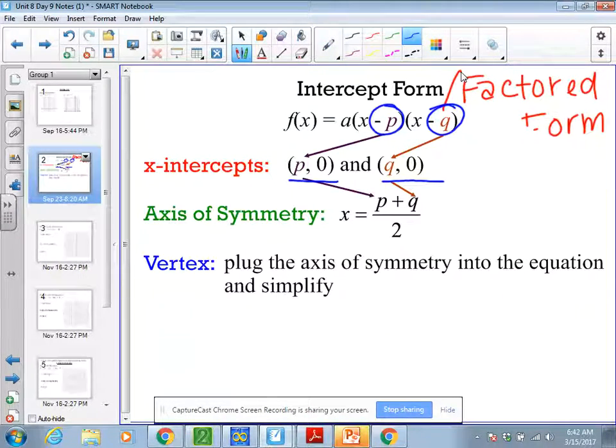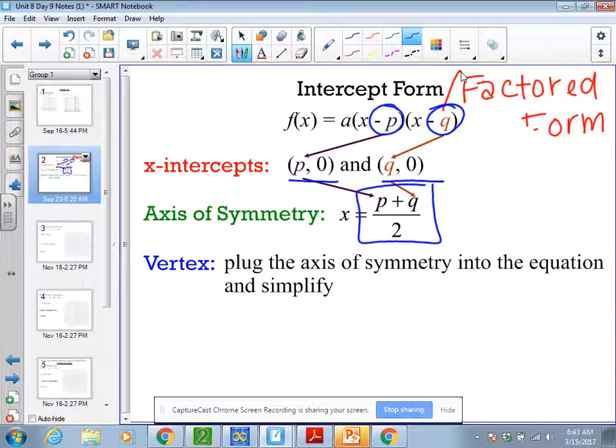Your axis of symmetry is always in the middle of your x-intercepts. It's right in the middle of them. So we're going to find the average between our x-intercept values, and that's going to tell us our axis of symmetry. So (p plus q) over 2: we take that p value, take that q value, add them together, and then divide by 2. And then just like we did in standard form, once you have this x value, you're going to plug it into the equation to get your y value and solve.